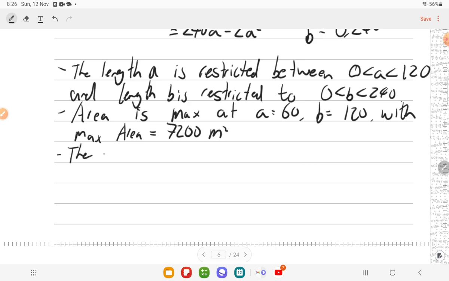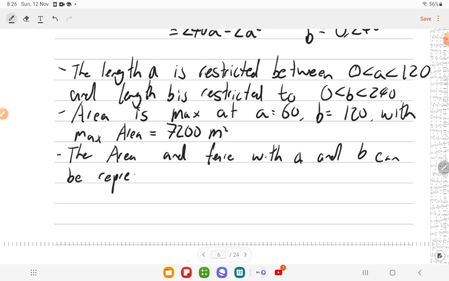And the area and fence with A and B can be represented through a negative quadratic.